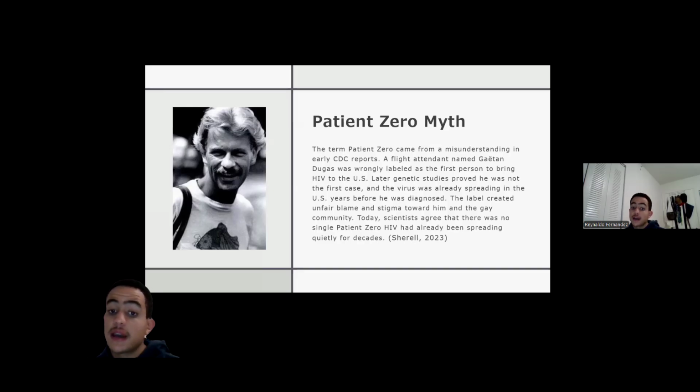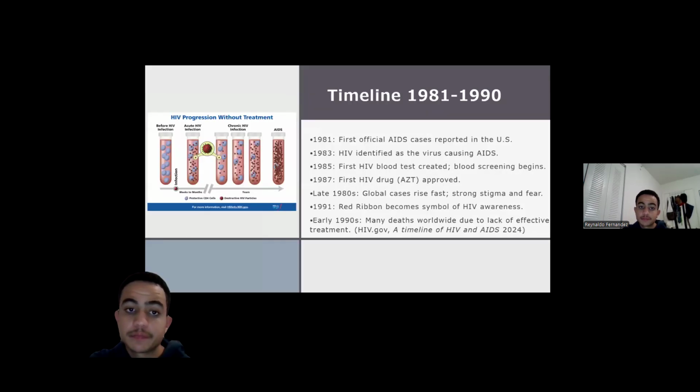And then today scientists agree that there was no single patient zero for HIV, because it had already been spreading quietly for decades before the 1980s, which is the start of the pandemic. So this is a timeline of the virus.